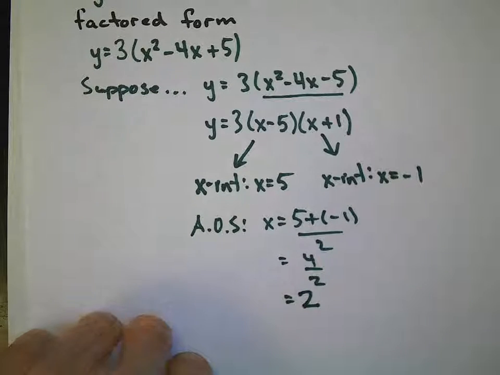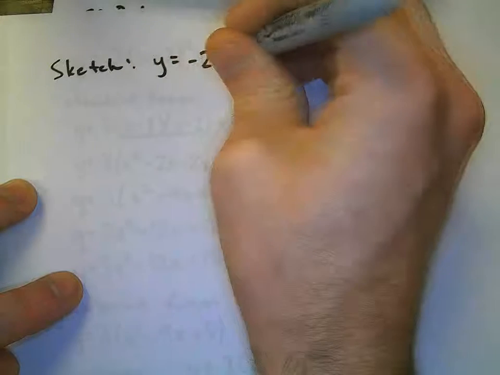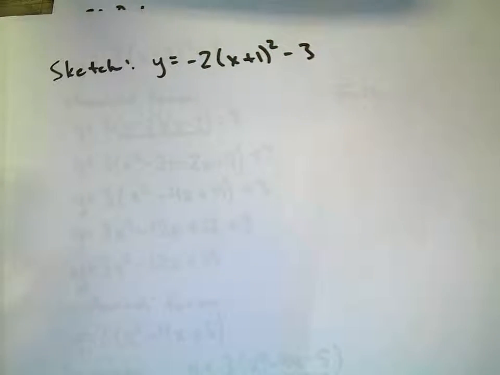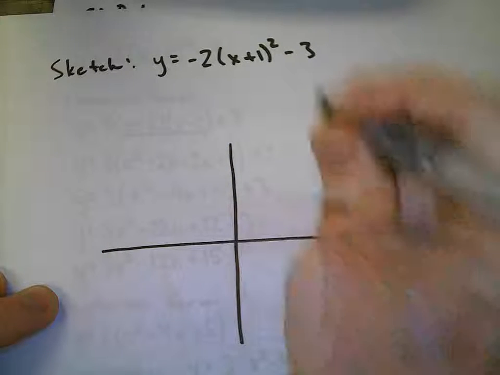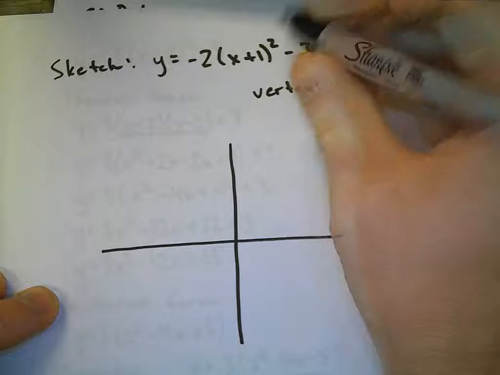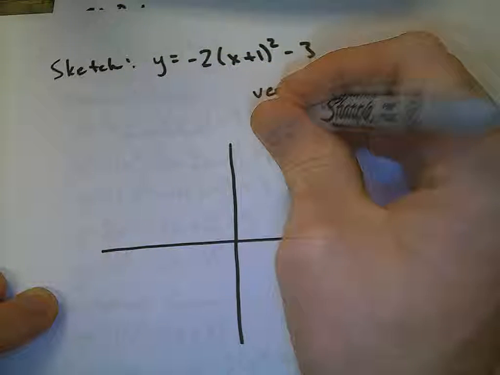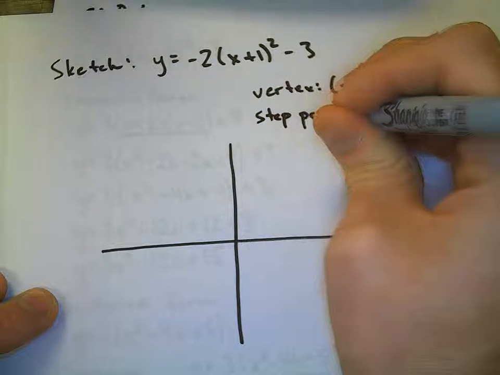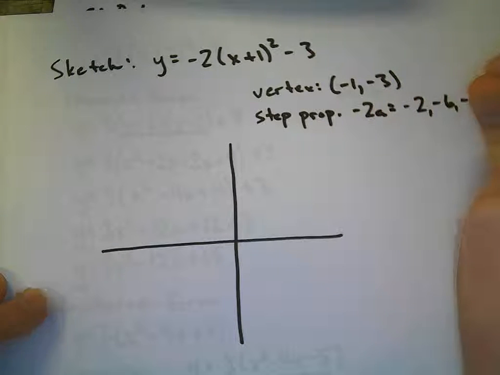One last thing. What if I asked you, say tomorrow, to sketch y equals, let's say, negative 2(x plus 1) squared minus 3. The big thing that we know from this is that my vertex would be at negative 1, negative 3, and this negative 2 tells me it opens down, and my step property, which is 2a, would be negative 2, negative 6, negative 10.